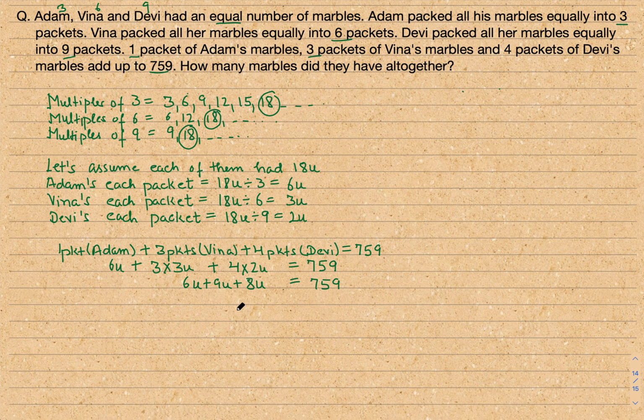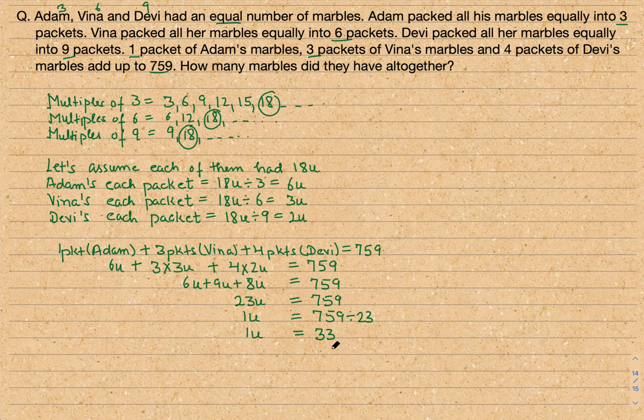So let's write it nicely. 23 units should be equal to 759. That means 1 unit should be equal to 759 divided by 23, and that will give me 33, if I'm not wrong. You can use a calculator to find that. So 1 unit is 33.